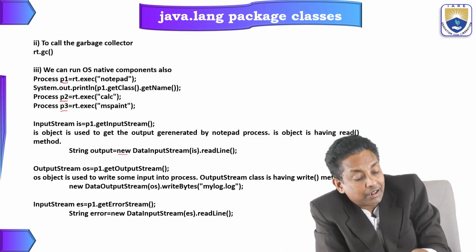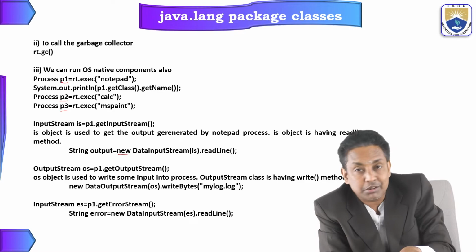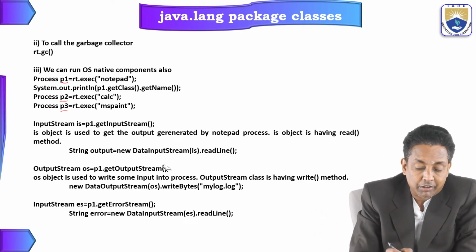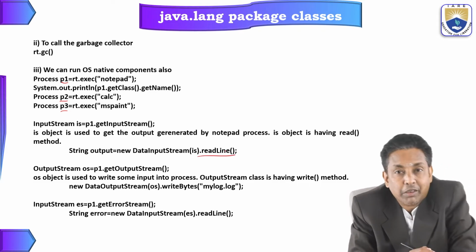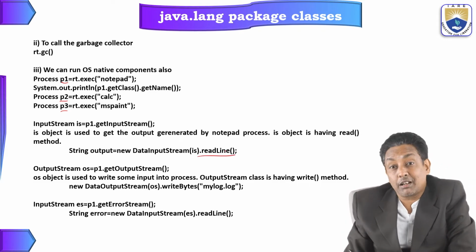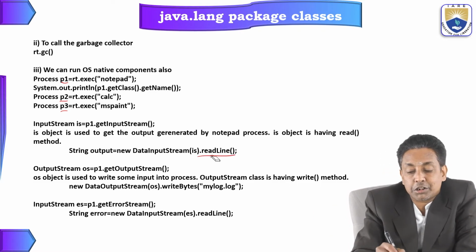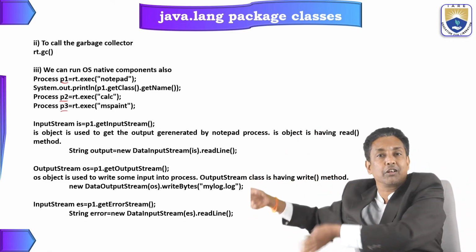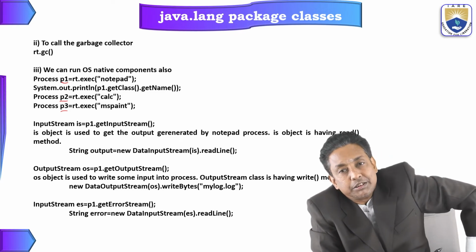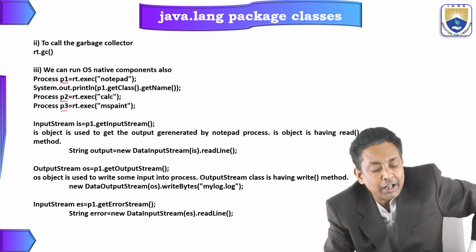So you pass that input stream object as an argument into the DataInputStream class constructor, and on the DataInputStream object you call readLine. You get the line, but this will read only one line. But during compilation and execution, the command may produce more than one line, 10, 15, 20 lines sometimes. So how do you retrieve all of them?